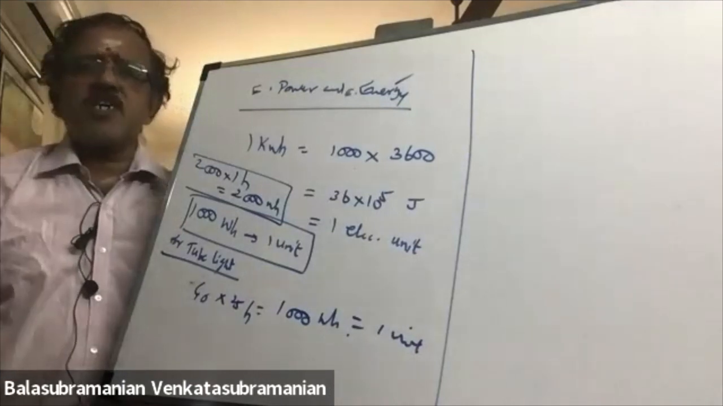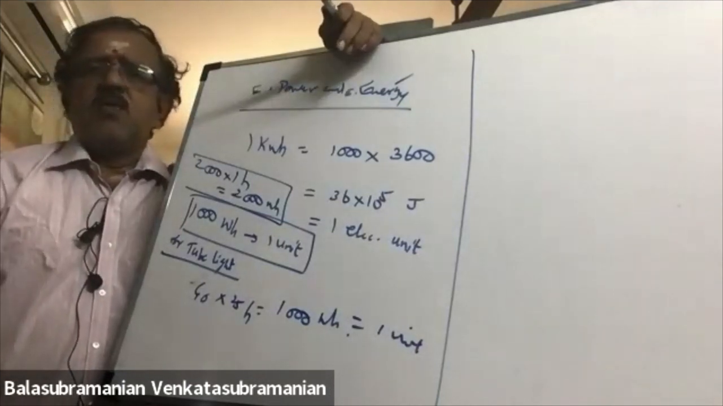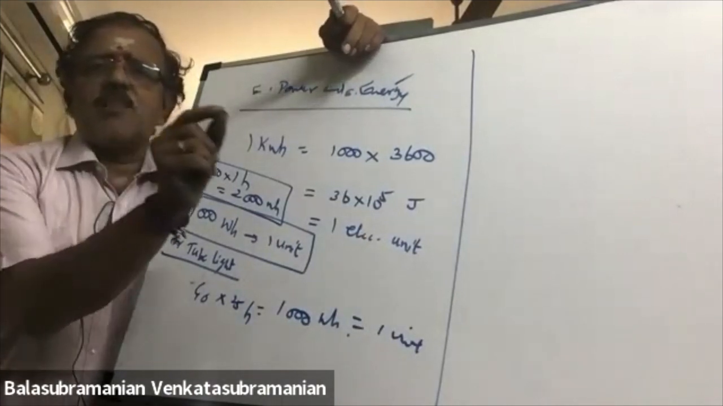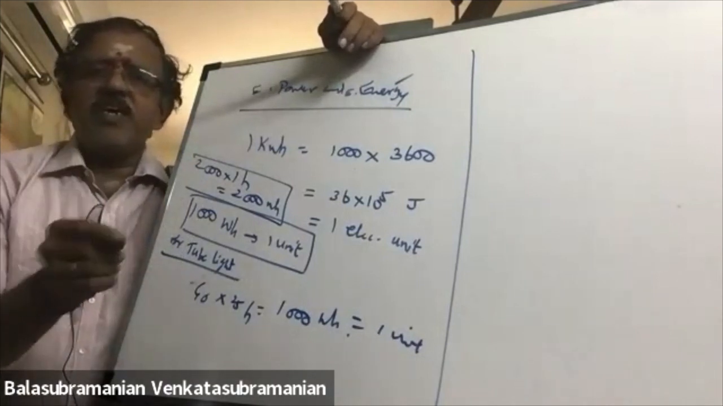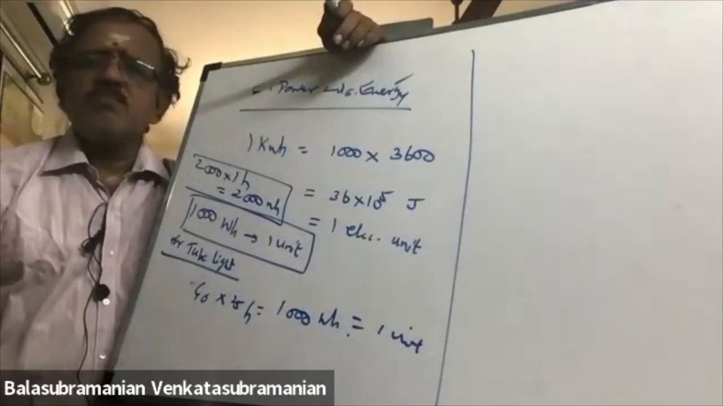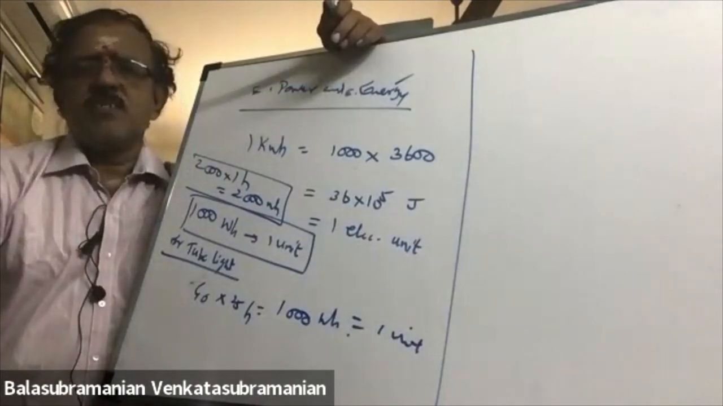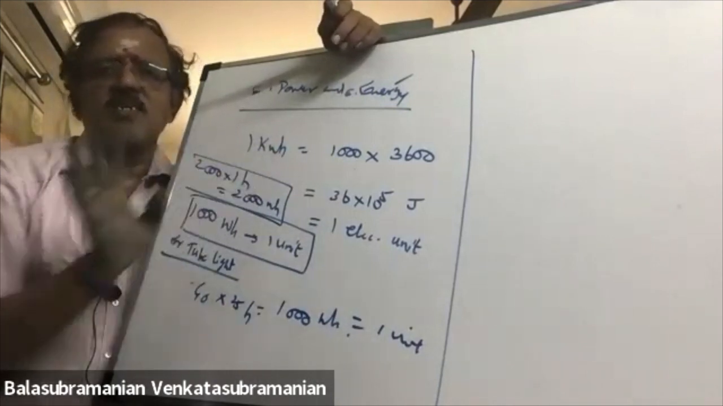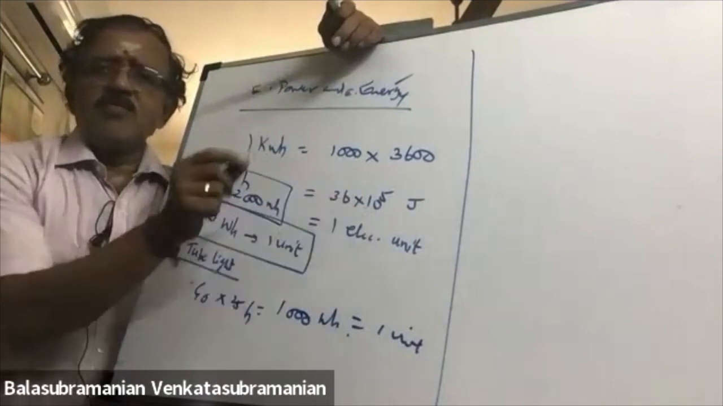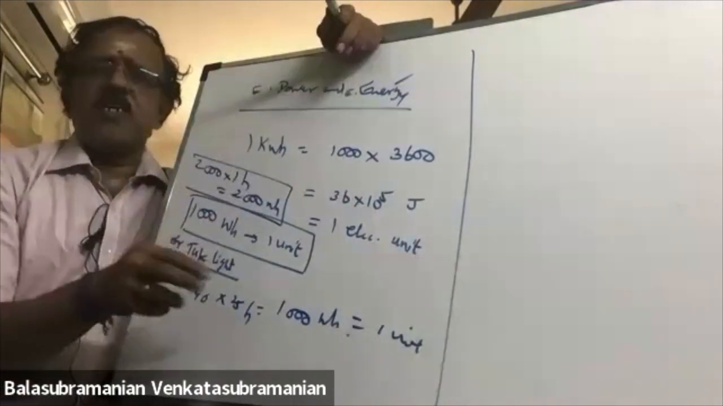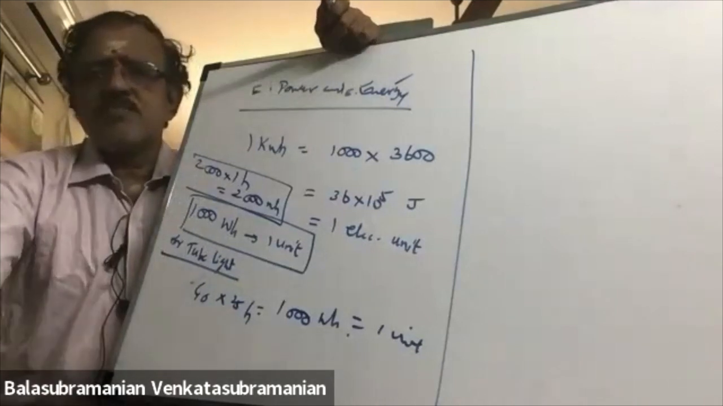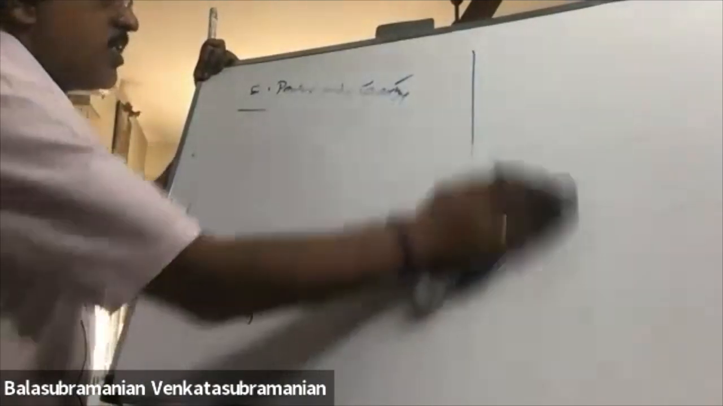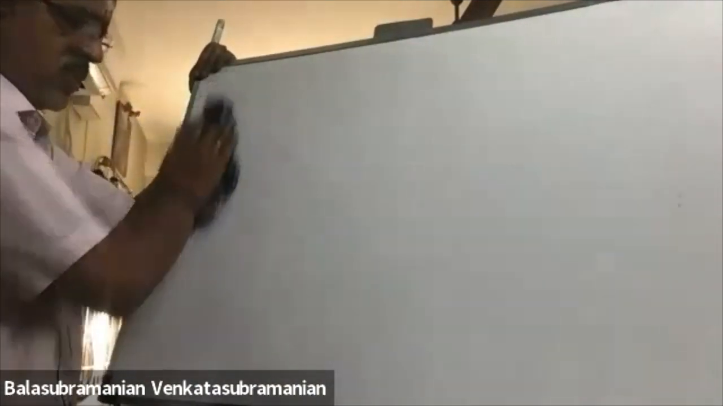Calculate like this for all appliances. Only one thing you should know: what is the wattage of that electric appliance. Mixie, grinder, TV, geyser, anything you take, you should know the power. What is the voltage? How many hours are you using it? Multiply, and 1000 watt hour is 1 unit. 3500 is 3.5 units. You can calculate. Okay, so this is the basic information regarding electric power and electric energy.